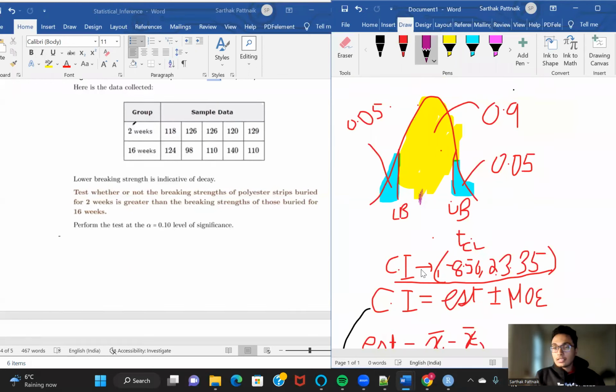This was the juxtaposition of confidence interval into the larger concept of hypothesis testing in a two sample t-test.